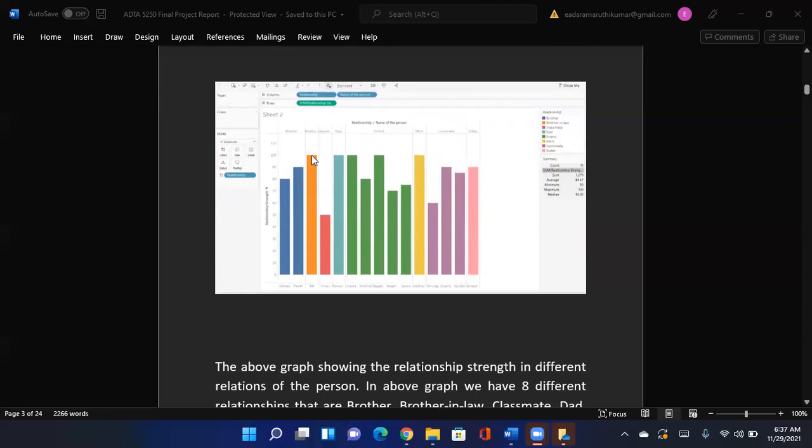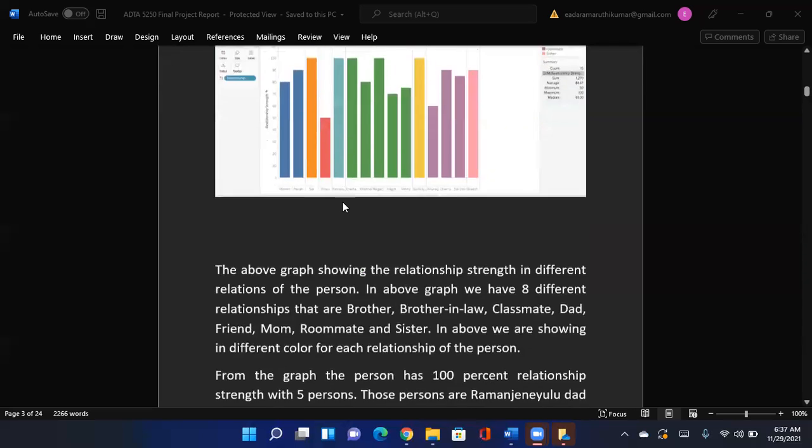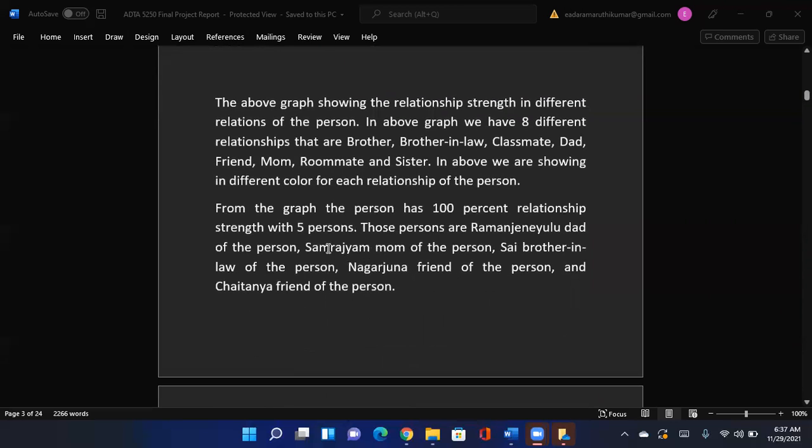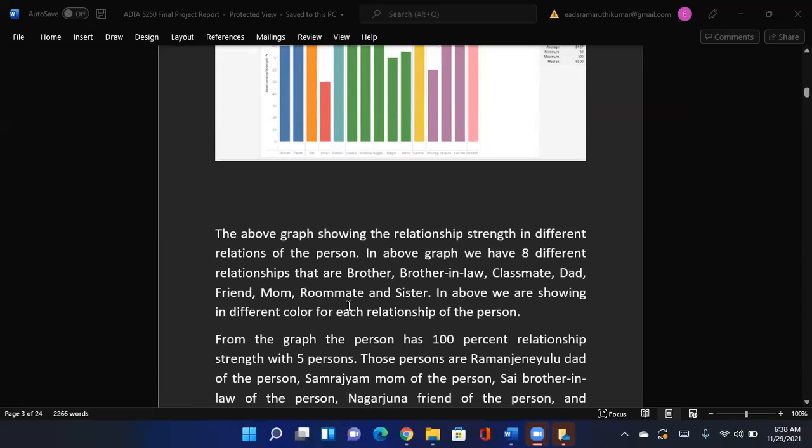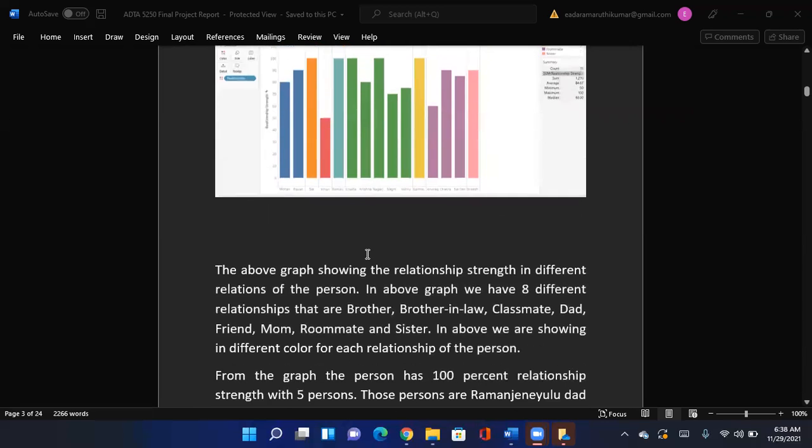After seeing this graph, we know we have five: 1, 2, 3, 4, and 5. With 5 persons, I have the strongest relationship, 100%. As I mentioned from the graph, the person has a 100% relationship with 5 persons. The persons are my dad, Anjaneyulu, and my mom. And Sai is my brother-in-law, and Nagarjuna is my friend, and Chaitanya is a friend. These are the persons who have the highest relationship strength with me.